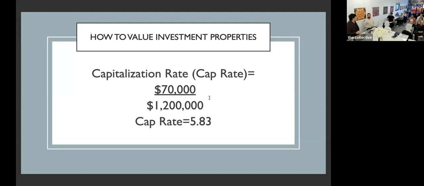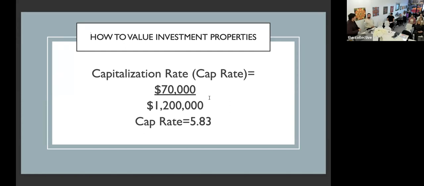Okay. Can anybody tell me what the GRM is in Boyle Heights? What's the average GRM in Boyle Heights? 14, I heard. 12, I heard. I think it's in between. It's about a 13. Okay. Anybody know what the average cap rate is in Boyle Heights? 5.2, I hear. It's definitely in the 5s, right?